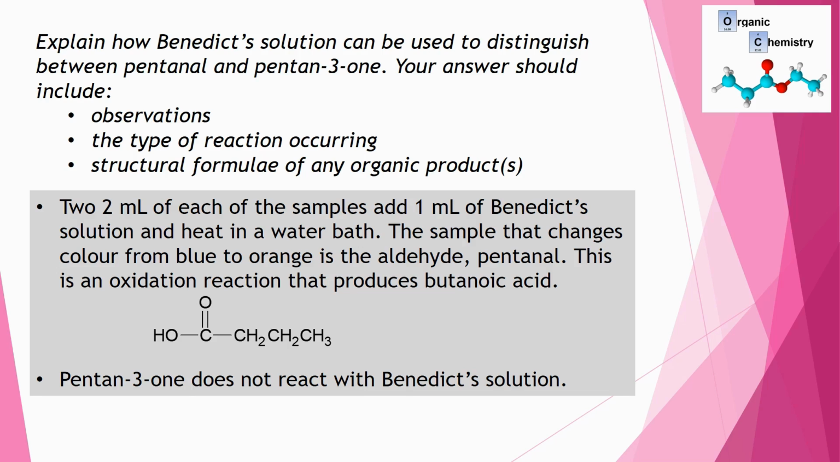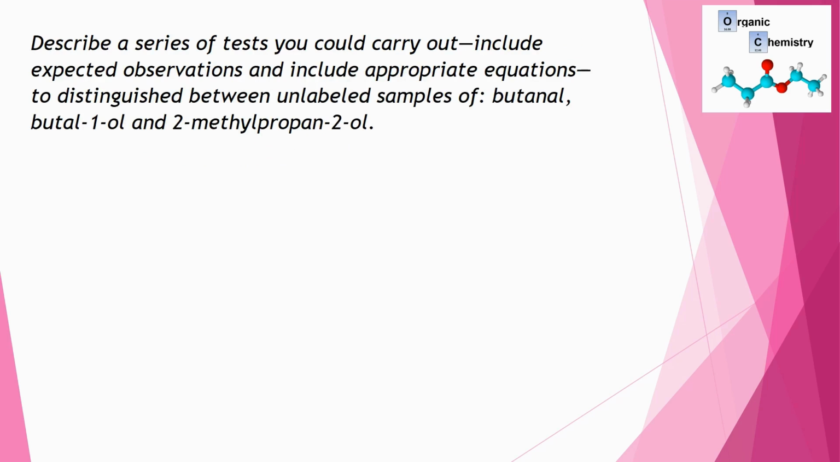Let's have a look at another type of question. So they want us to describe a series of tests, more than one test we carry out, including the observations and appropriate equations to distinguish between unlabeled samples of butanal, aldehyde, butan-1-ol, primary alcohol, and 2-methylpropan-2-ol. Okay, that's a tertiary alcohol.